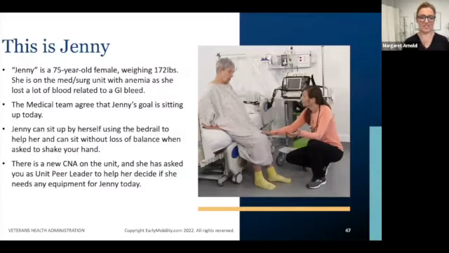This is Jenny. She's a 75-year-old female weighing 172 pounds. She's on the medical surgical unit with anemia as she's lost a lot of blood related to a GI bleed. The medical team agree that Jenny's goal today is sitting up because of her anemia. She can sit up by herself using the bed rail to help her sit, and she can sit without loss of balance when asked to shake your hand across midline. There's a new CNA on the unit, and she has asked you, as unit peer leader, to help her decide if she needs any equipment to help Jenny today.